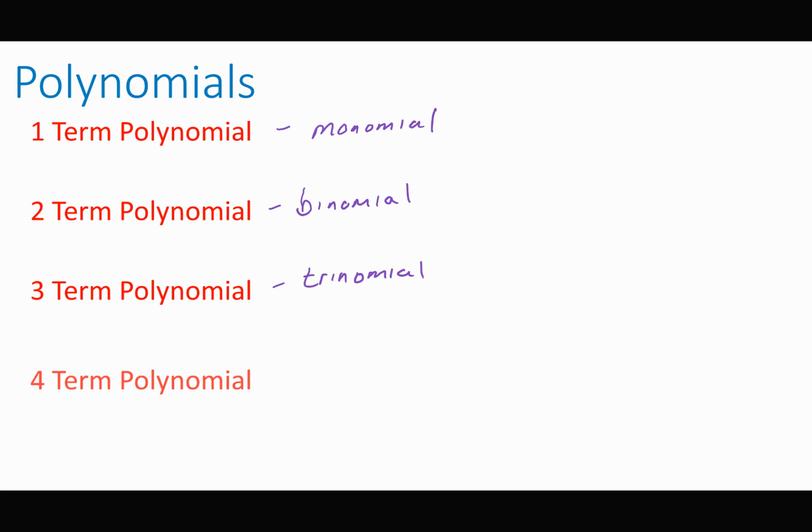And then anything with 4 terms and beyond, you simply classify by the number of terms. So if there were 10 terms in your polynomial, you'd just call it a 10-term polynomial. But the first three, monomial, binomial, trinomial, have specific names.